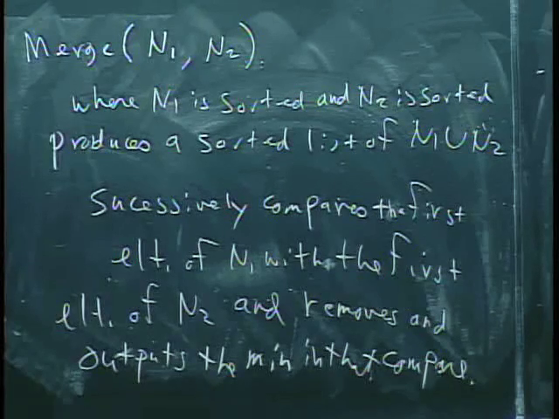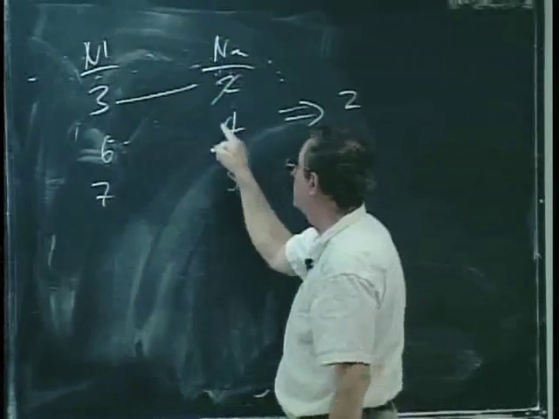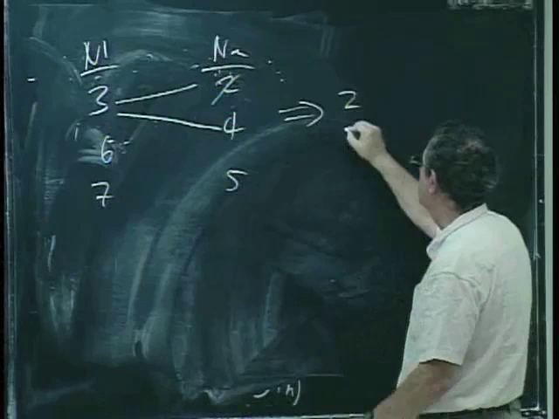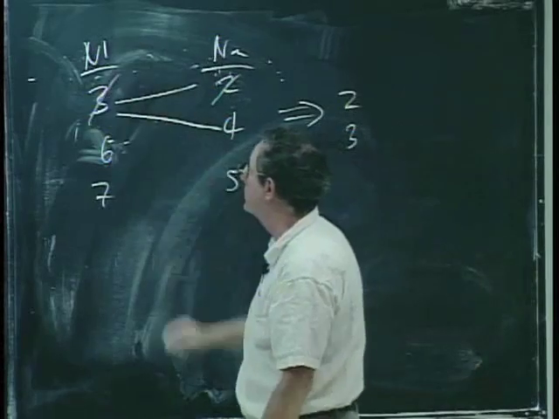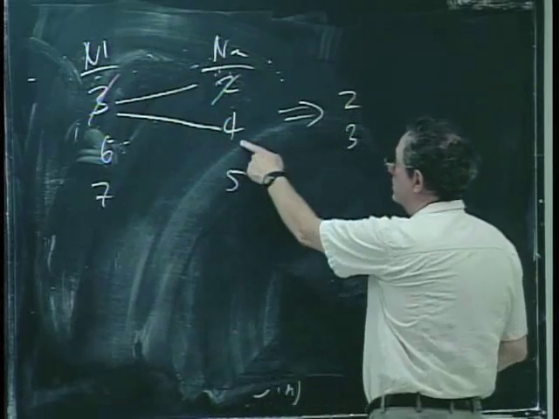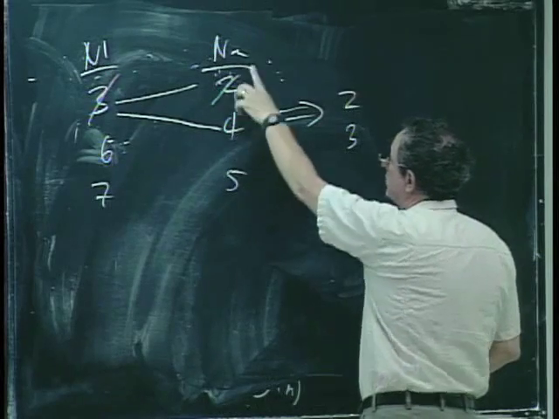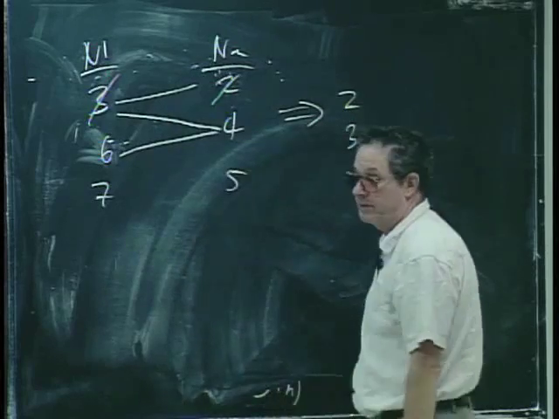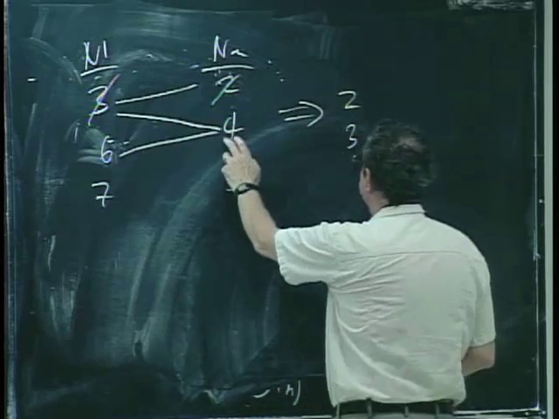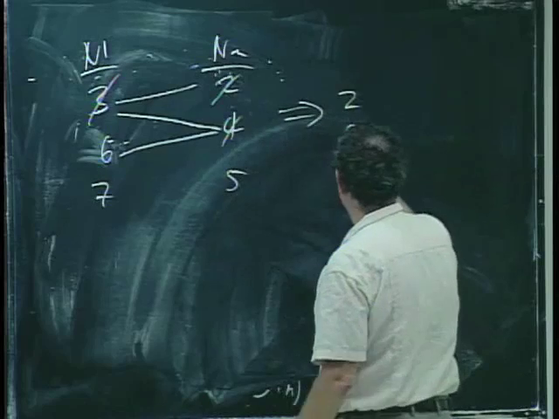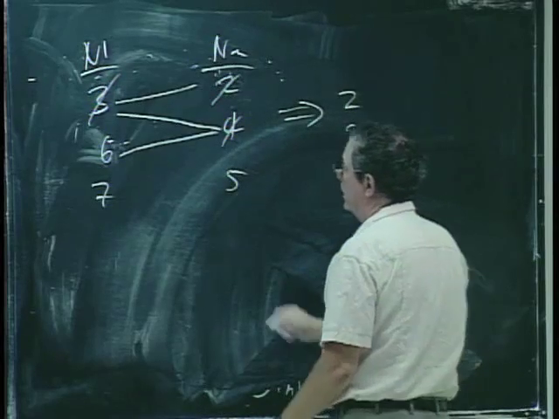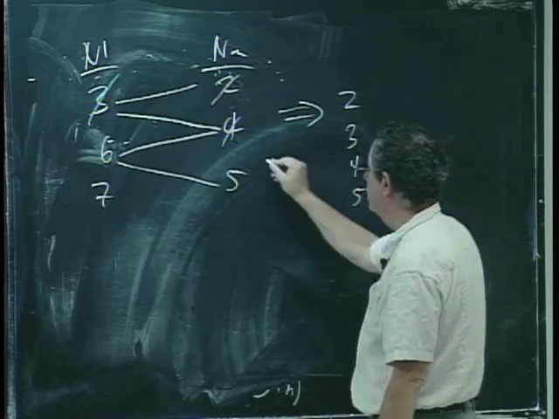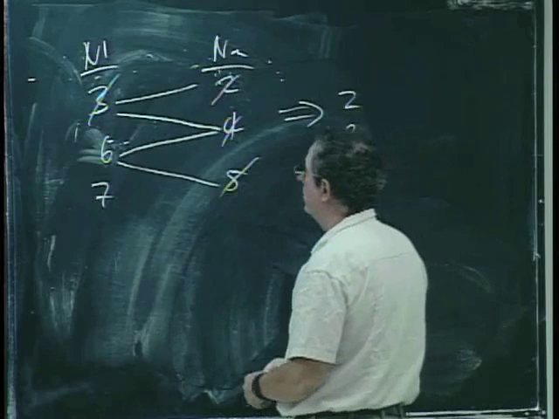Okay, so now the algorithm would compare 3 to 2, to 4. Now the min is 3, so that gets output, and this gets removed. Now this remains the first element of N2, but 6 is the new element of N1, and so those two are compared, and the min now is 4, that's output, and now 6 is compared to 5. Now 5 is the min, it's output.